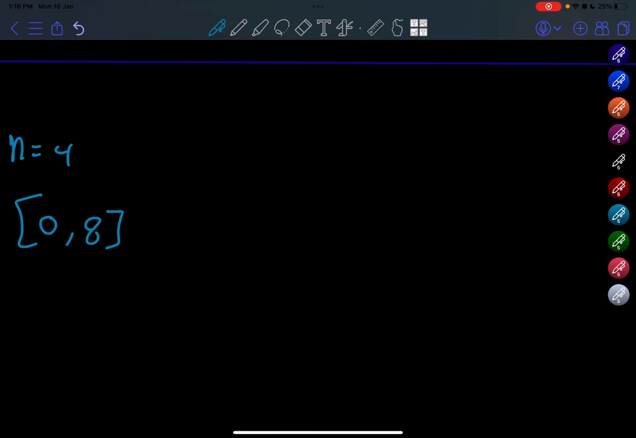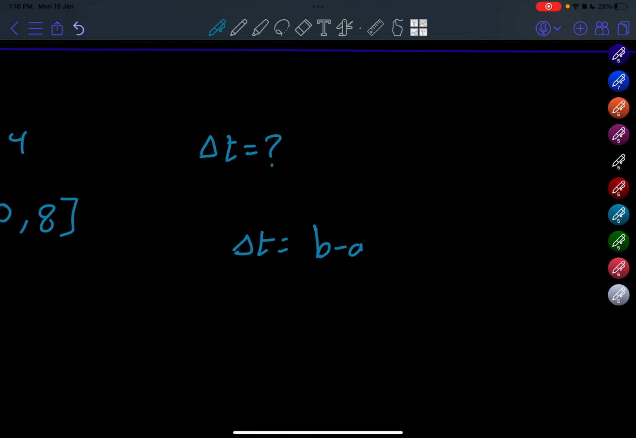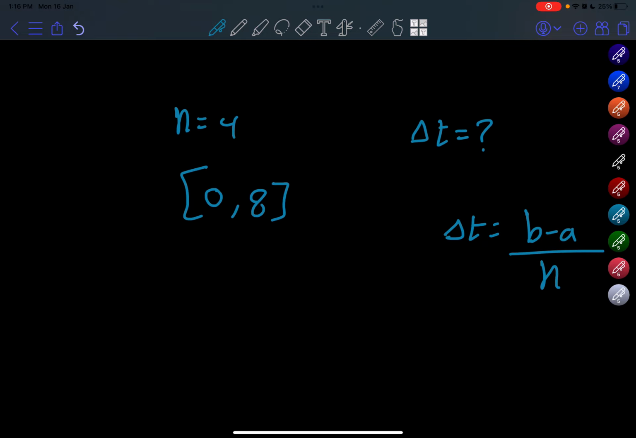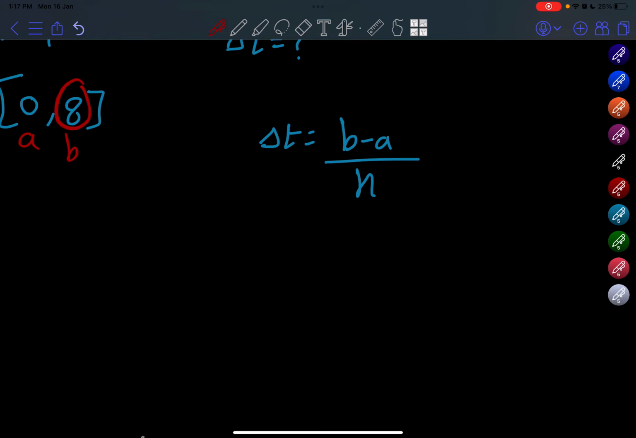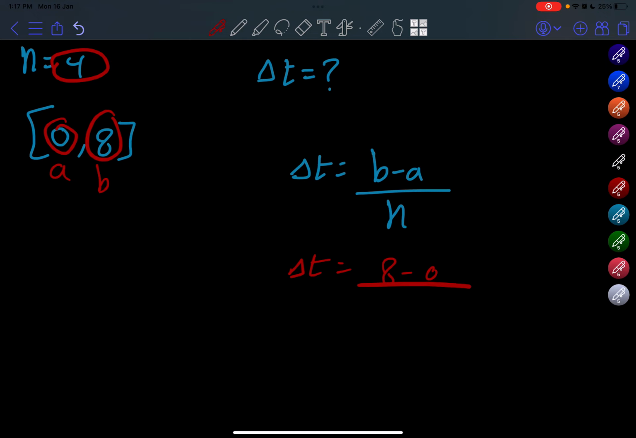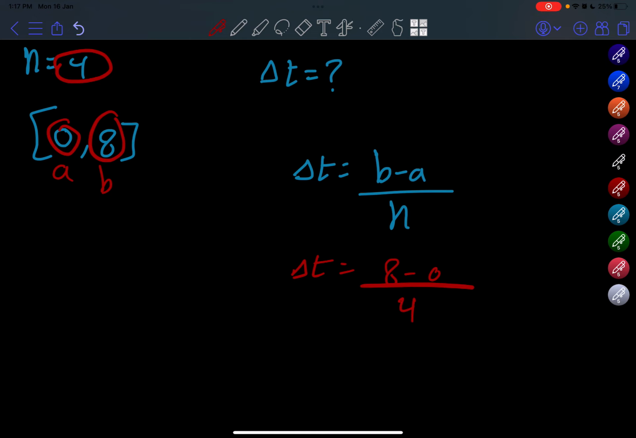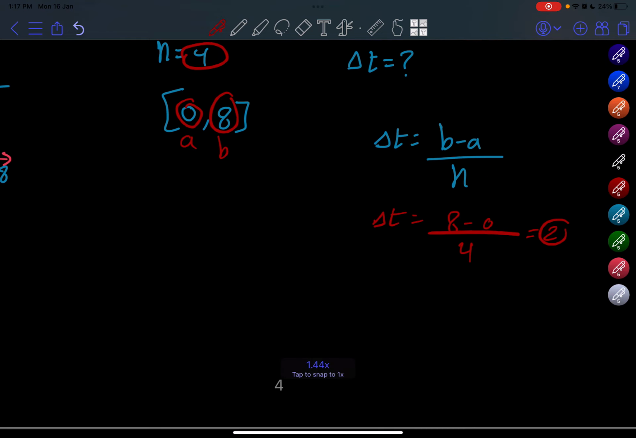And finally, let's identify first what is delta t. So delta t is equal to, and the equation, if you remember it, is b minus a divided by n. And we have all of these givens. So this is a and this is b. So b is 8. Let's write delta t equals 8 minus a, which is 0, divided by n, which is, as we see here, 4. 8 minus 0 is obviously 8, but then 8 divided by 4 will equal 2.